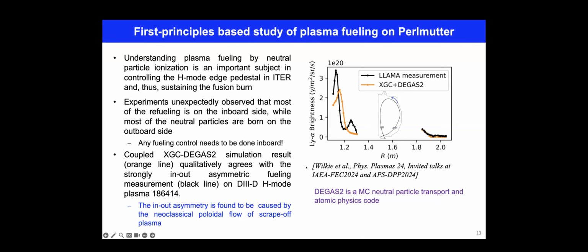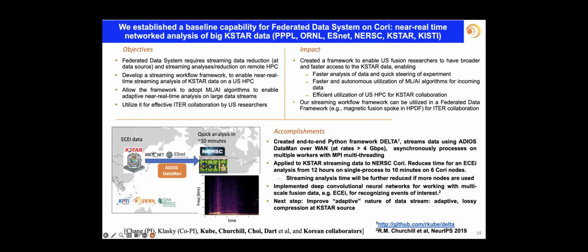How did that happen? So we did a simulation, and the orange line is actually the XGC result with DEGAS 2. That's the Monte Carlo neutral particle code with atomic physics. It's coupled to XGC as a library, and we qualitatively reproduced this result. This was another big success, becoming big news now.